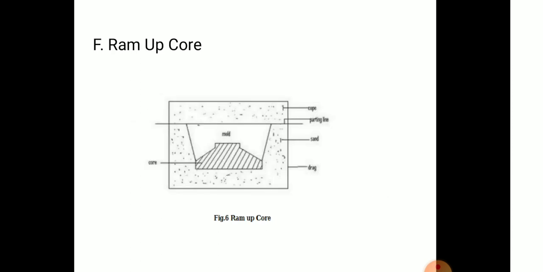Next is the ram up core. In the figure, cope, parting line, sand and drag. A ram up core is placed with the pattern before the mold is rammed up. These are used when the core details or cavity is located in an inaccessible position. These are used to produce interior and exterior portions of a casting.